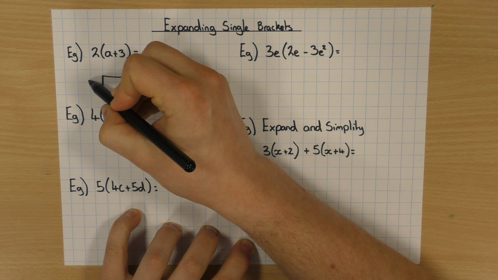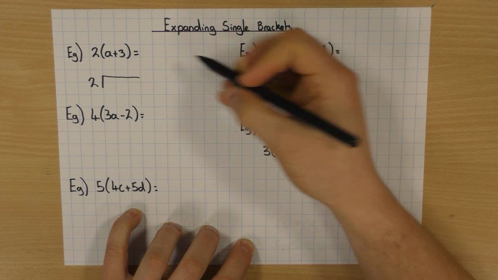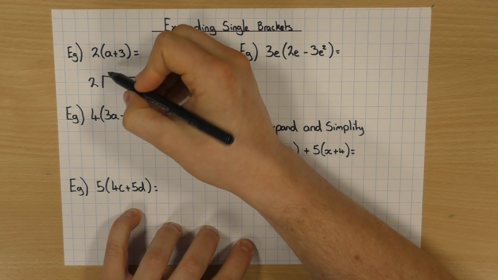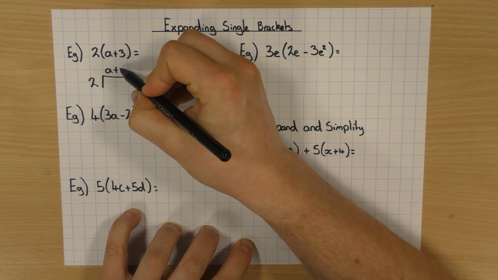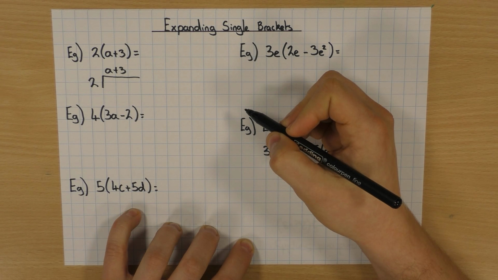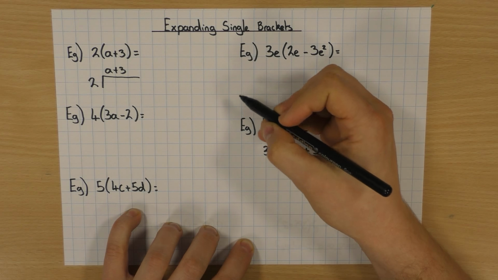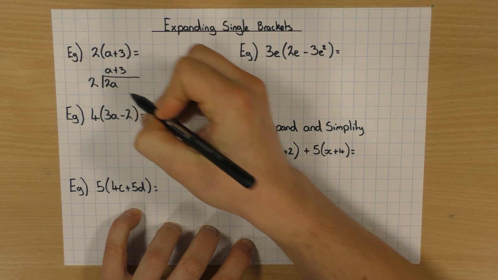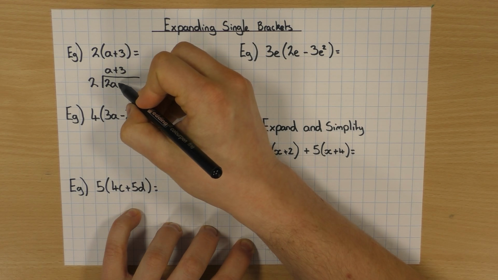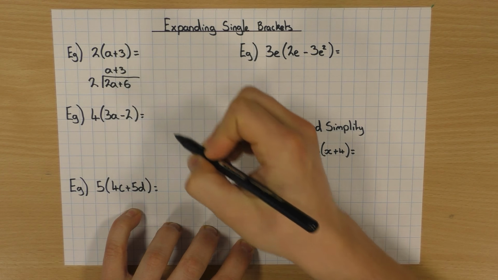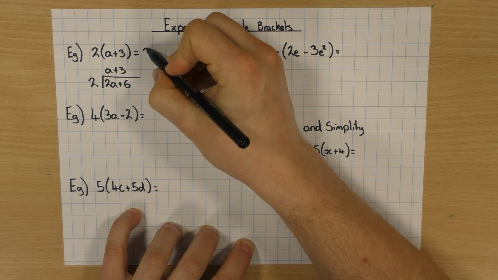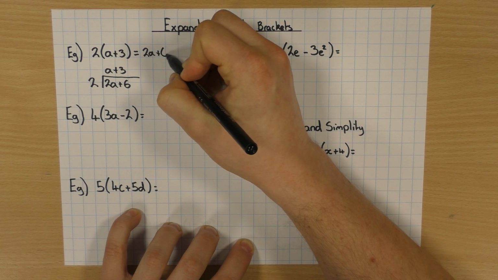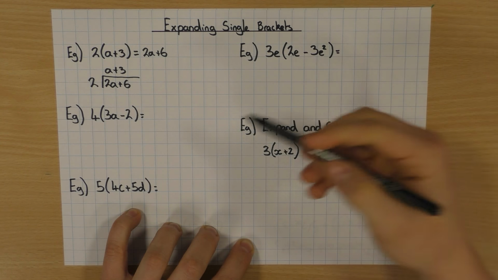So 2 is on the outside, so 2 is on the outside there. A plus 3 is in the brackets, so I'll put a plus 3 on the top. And again, just like I said, we are multiplying. So 2 times a will give me 2a, and 2 times 3 will give me 6. And that's your answer. 2a plus 6, nice and easy.